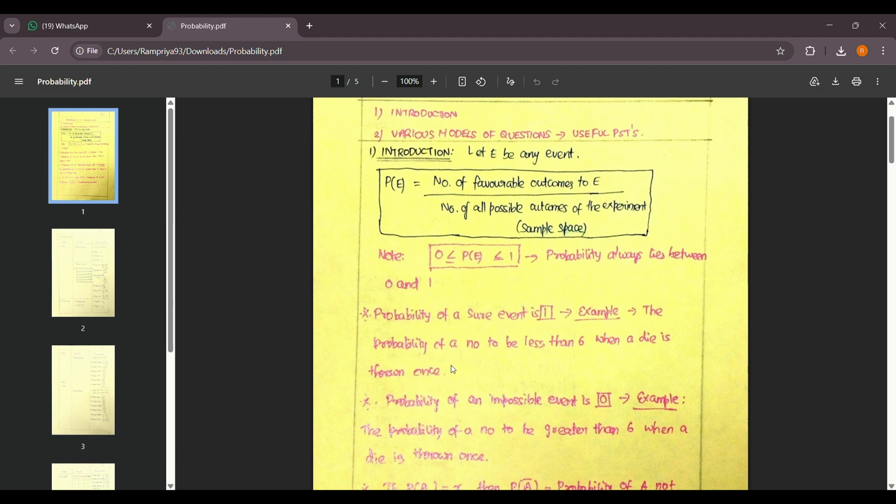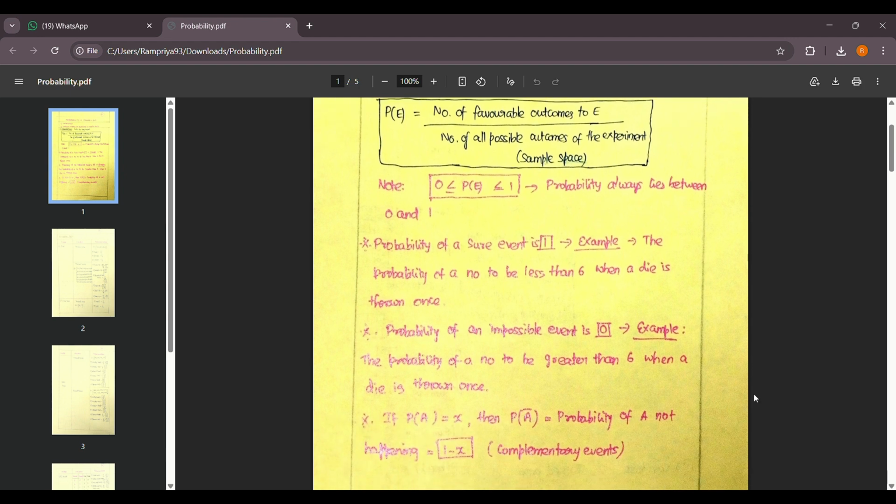For example, the probability of a number to be less than 6 when a die is thrown once. When a die is thrown once, you have 1, 2, 3, 4, 5, 6. So it can be 6 or it can be less than 6. So the probability of it to be less than or equal to 6 is 1. I'll rephrase it in a different way: the probability of a number to be greater than 6 when a die is thrown once. This is impossible because you have only 6 outcomes: 1, 2, 3, 4, 5, 6. So to get a number more than 6 is impossible. So the probability is 0.